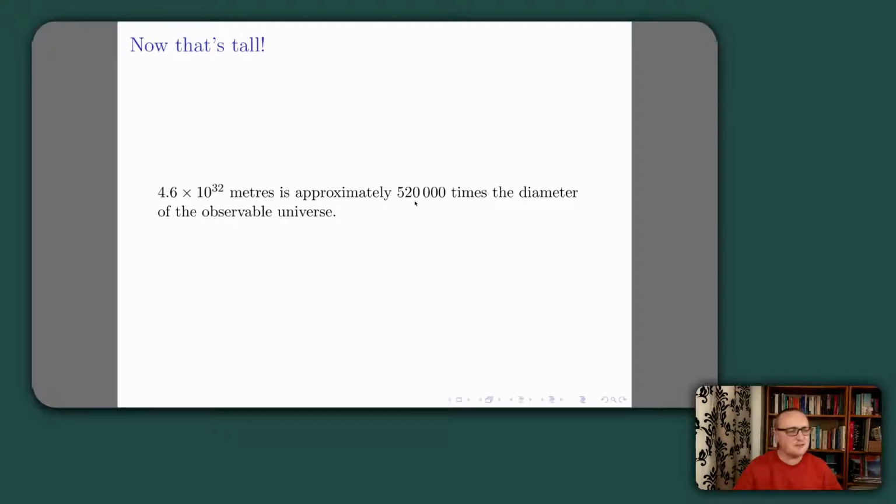Okay, it's approximately 520,000 times the diameter of, well, at least of the observable universe. Okay, our estimates of the diameter of what we can see of the region that we can observe in the night sky, this number 4.6 times 10 to 32 meters is a huge multiple of that, 520,000 times that approximately. So we can build a stack of blocks with a 3 meter overhang, but it would have to be extremely, extremely tall.